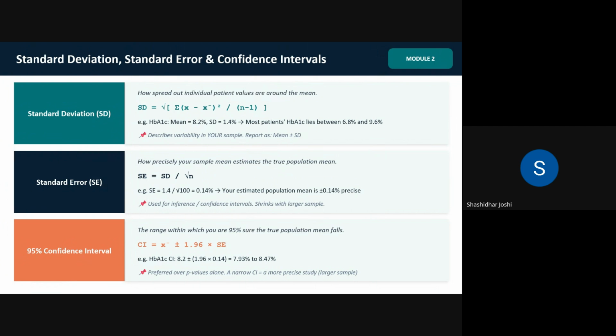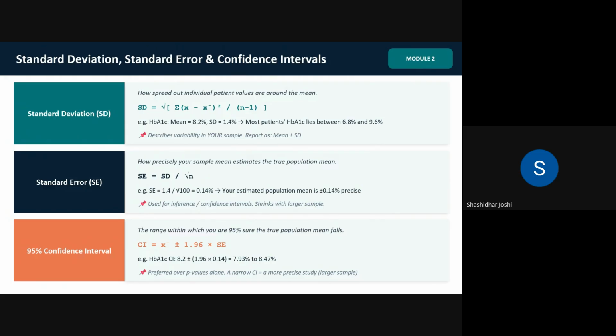The simple formula for standard error is standard deviation divided by the square root of n. So the standard deviation you have already calculated, which is 1.4, divided by the square root of 100. You can take whatever sample size you get, but here, just for illustration purposes, I took 100. So standard error is 0.14%. Now what it says is your estimated population mean is plus or minus 0.14% precise. That's how you can interpret these results.